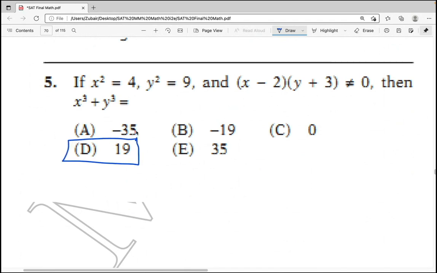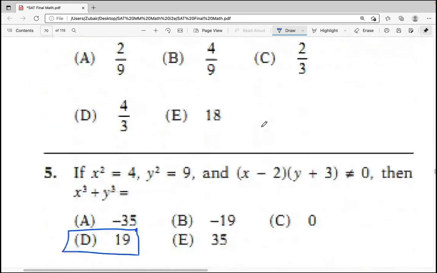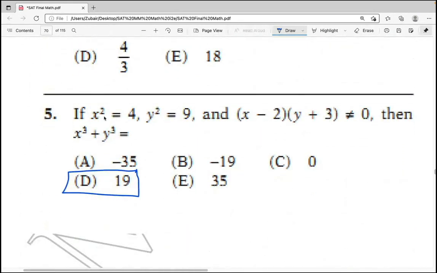See, compare question number 3 with 5. That was plus minus 3 and plus minus 4. 1 goes on the other side, 9, then square root. 1 goes on the other side, 16, then square root. Now compare question number 5. Square root would mean plus minus 2, and plus minus 3. But this tells me that x equals 2, that is not possible. Y is equal to negative 3, that is not possible. So I'm ignoring this negative, ignoring this positive. So x is minus 2. Minus 2 cube is minus 8. Y is positive 3, that is 27. And we are left with 19.